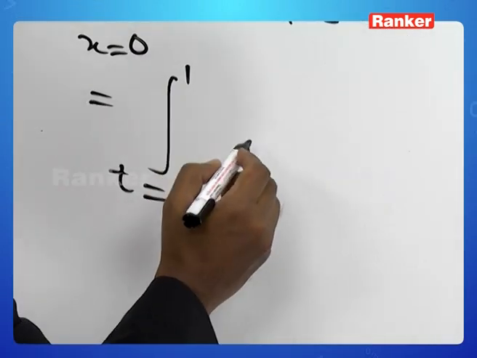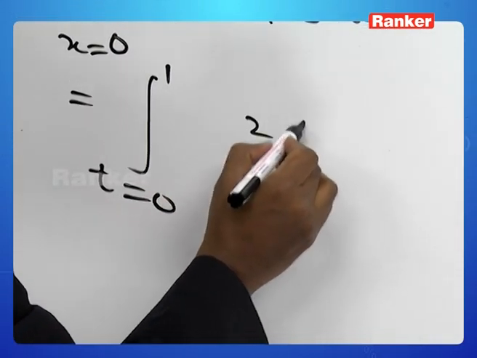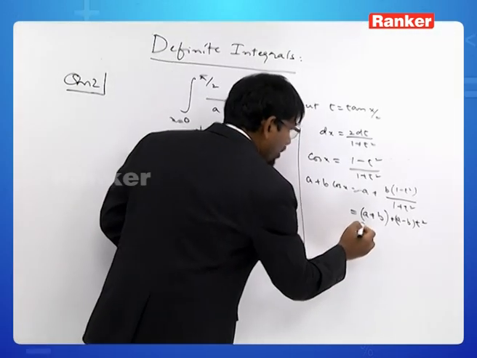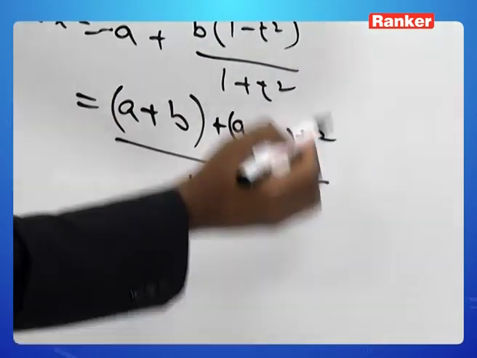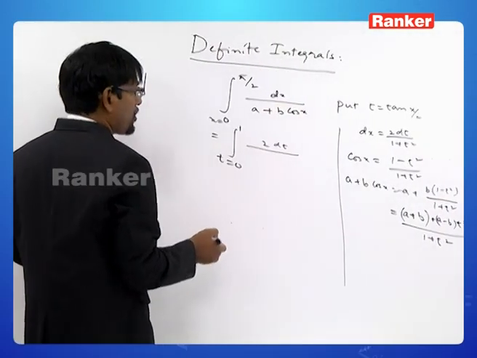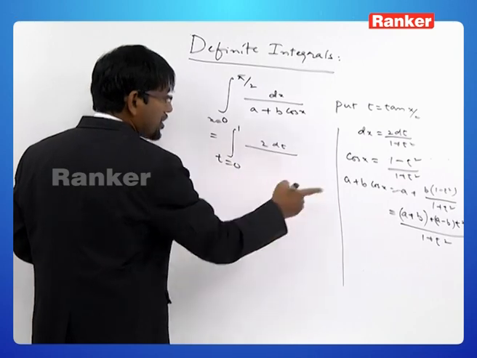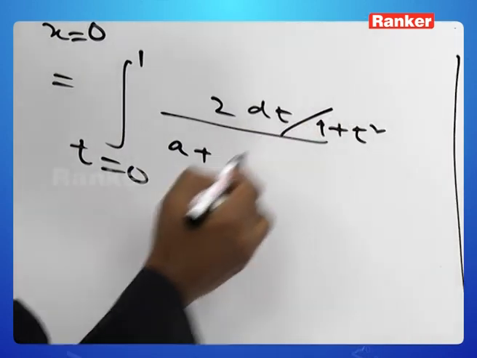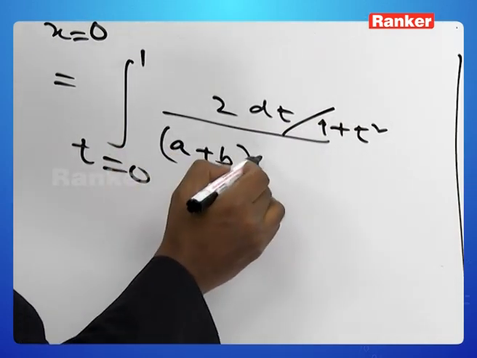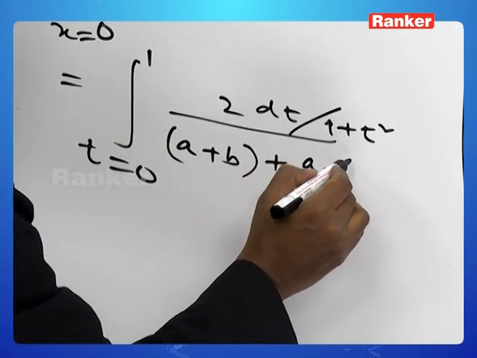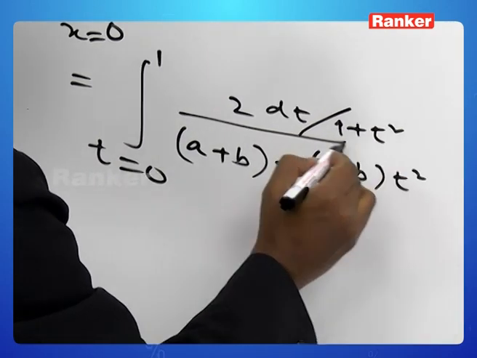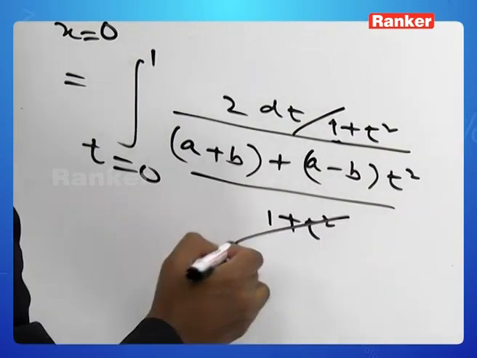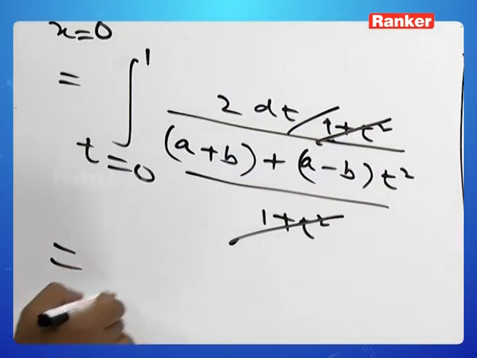We'll have to change dx. What about dx? It is 2 dt by 1 plus t square. Here we have a 1 plus t square also in the denominator. So what we have, a plus b cos x is a plus b, this 1 plus t square, and here we have a plus b into a plus b plus a minus b into t square divided by 1 plus t square.